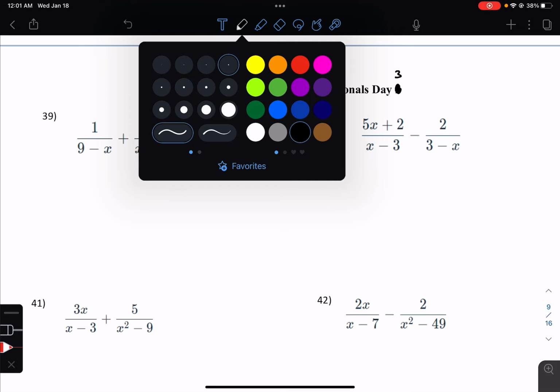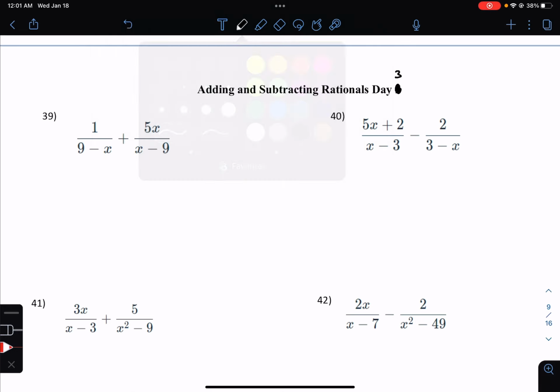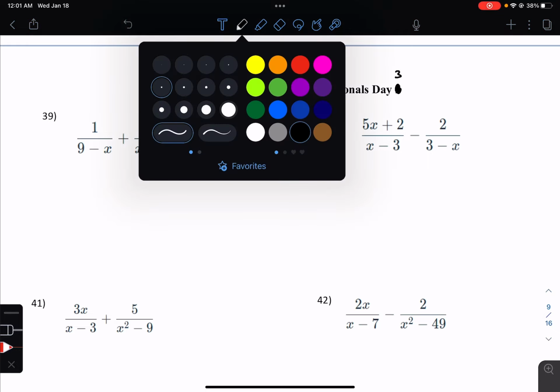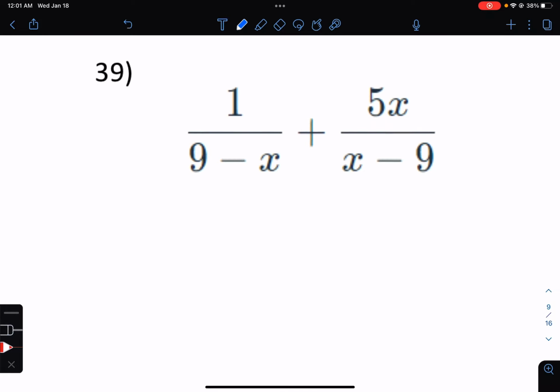All right, so what we do today is going to be very similar to what we've done the past couple of days. Essentially, we're going to be working to try and get a common denominator. However, before we do that, we might have to do some factoring or some simplifying before we work to get that common denominator. So let's take a look here at number 39.